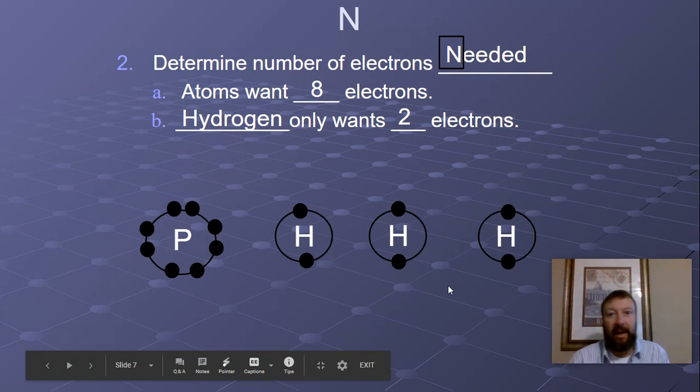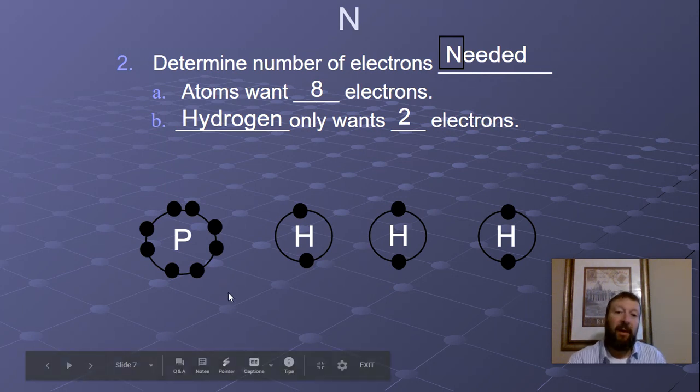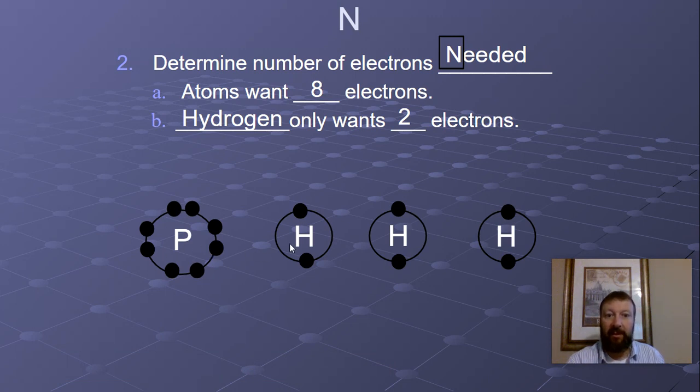So there's the N: determine the number of electrons needed. Atoms want to have eight. That's the octet rule. They want to be like the noble gases, which are already stable. They have their eight valence electrons, the s and p orbitals filled. Hydrogen is the one that's different. It's happy with only two. If you remember when we looked at dot structures, we had top, bottom, right, and left all filled in. So P would be happy with that, and H would be happy with only two.